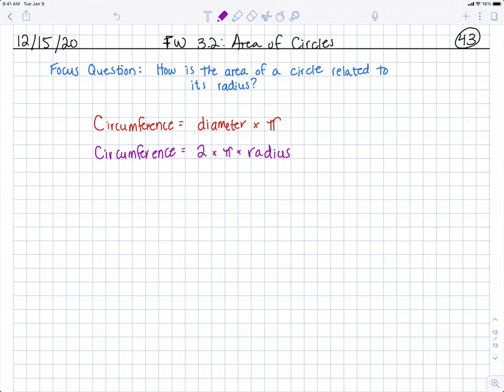So this is a review, but it kind of gets us into the mindset of thinking about circles and their terminology. Okay, so now let's talk about some of the aspects of finding the area and some of the important topics that they talked about in the iReady lesson.